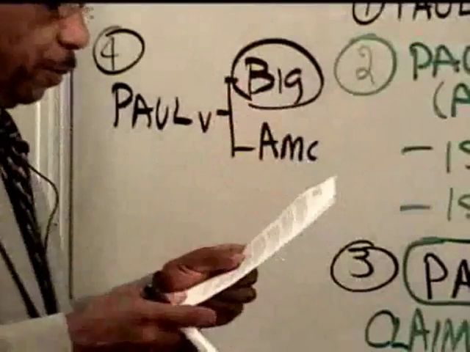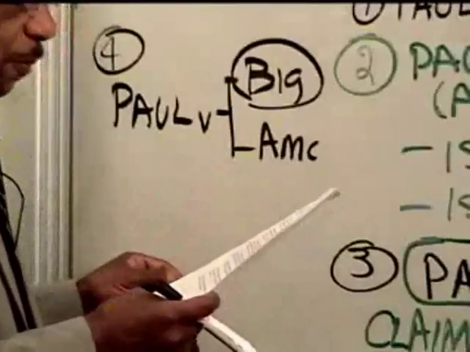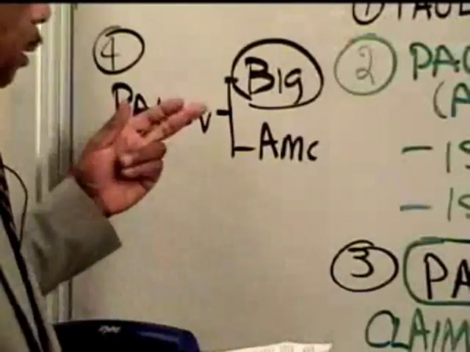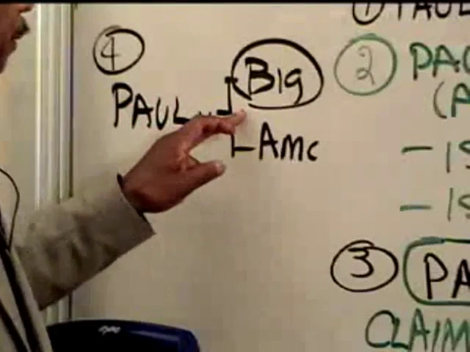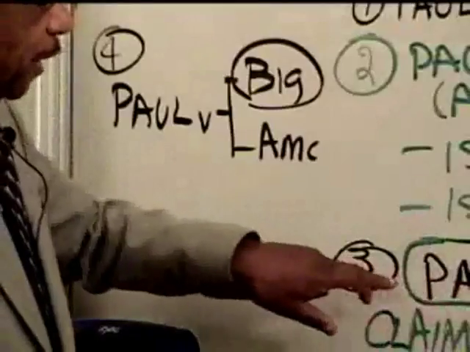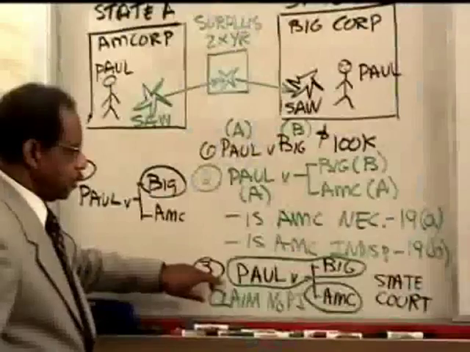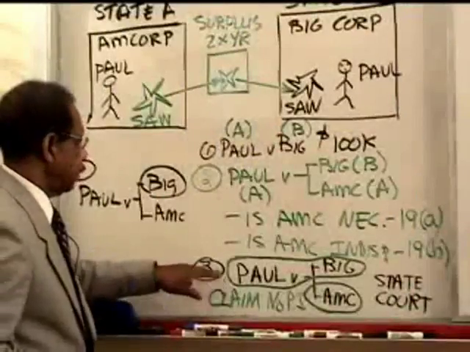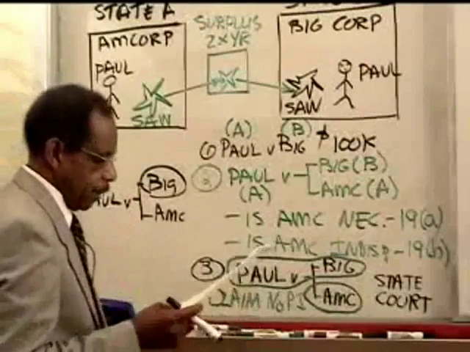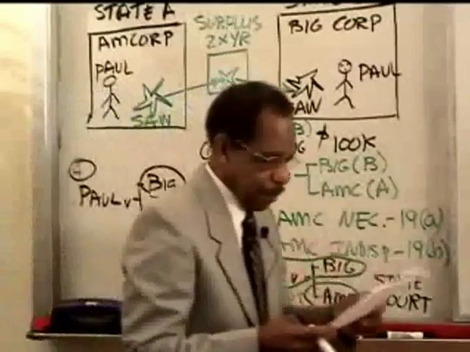Big Corp moved to dismiss Big Corp from the action on the grounds of res judicata. And that doesn't apply here because Paul had sued Big Corp but voluntarily dismissed without prejudice, and so all of his rights are preserved, and Paul can later sue Big Corp, and he did it here in state A. And that's how you would analyze this problem.